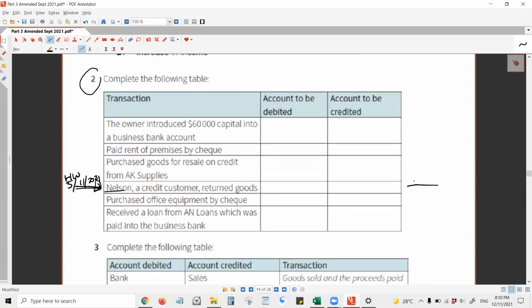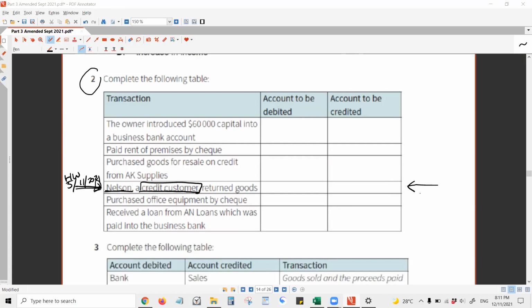The third last. Okay, the rest I didn't ask you to try, but if you have attempted, since you have learned it with your school, it's okay. Up to you. Okay, Nelson, a credit customer. When a question tells you somebody is a customer, that means you are not Nelson here. What is our name here? Does it matter? No, it doesn't matter. We are us. Nelson is our customer.